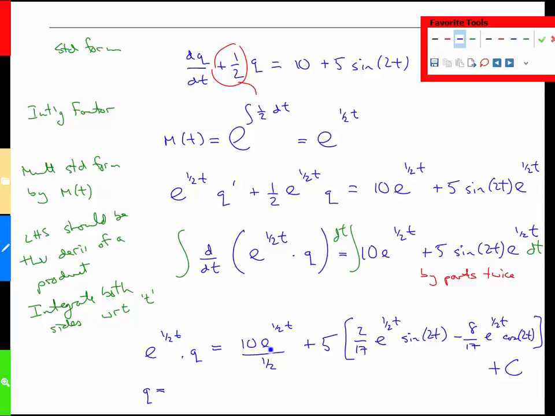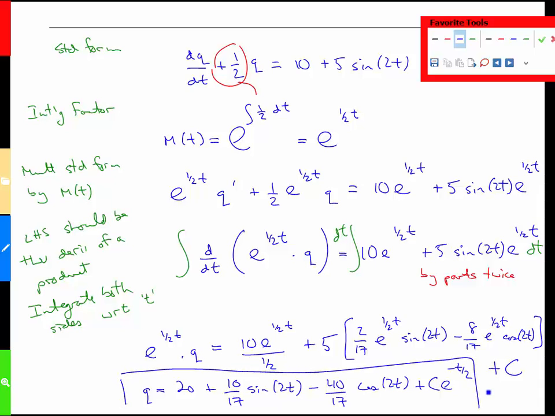Now, if we do divide by our e to the 1/2 t on the left-hand side, we're going to end up with 20. E to the 1/2 t goes away, plus 10/17 e to the 1/2 t. Oh, that cancels. So we have a sine of 2t alone. We also have minus 40/17 cos of 2t plus the c, but the c is now going to be multiplied by the negative exponential of 1/2 t, or t over 2. So that becomes our general solution.